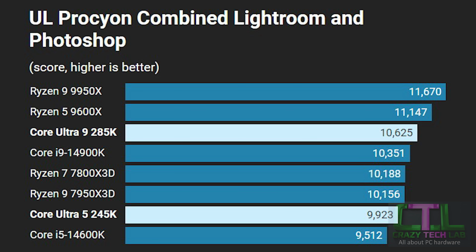Moving on to the UL Procyon combined Photoshop and Lightroom test, so we've got a bit of Lightroom action going on in here as well. And the Core Ultra 9, again, sitting behind the Ryzen 9000 series models, even the Ryzen 5 9600X outstripping it. But again, it's a similar story. The 285K beats the 14900K, and the 245K beats the Core i5 14600K. So generation on generation, there's a small uplift in performance, but AMD wins out when it comes to this specific benchmark.